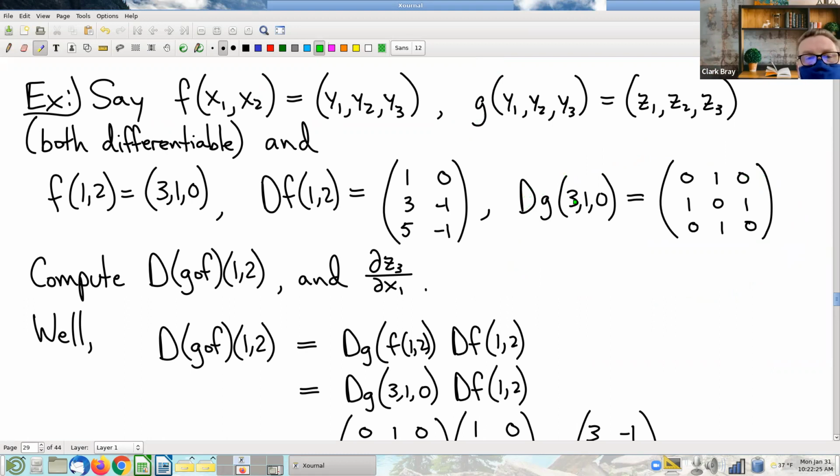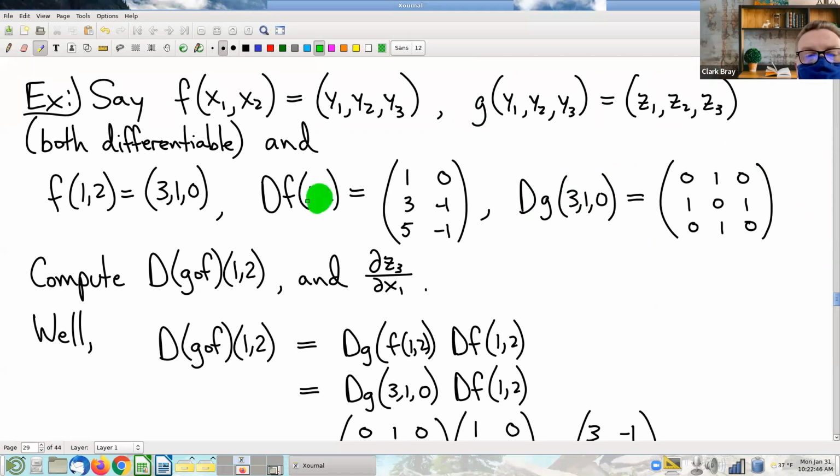Okay, and we've been asked to compute the derivative of the composition. Now let's be careful about one thing. We are given df at this point (1, 2). We are given dg at a totally different point (3, 1, 0). Is that okay? Well, in fact, it's necessary.